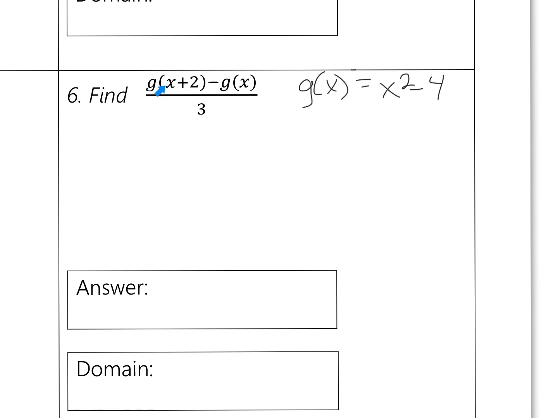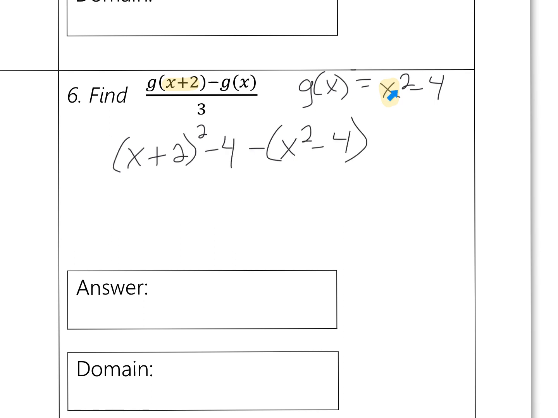All right, so the first thing we're going to do is plug in x plus 2 here where we see x. Then once we set that up, we're going to subtract g of x. All right, so here's how that looks. So g of x plus 2, so we're going to do x plus 2 squared minus 4. And then we are going to subtract g of x, which again is x squared minus 4.